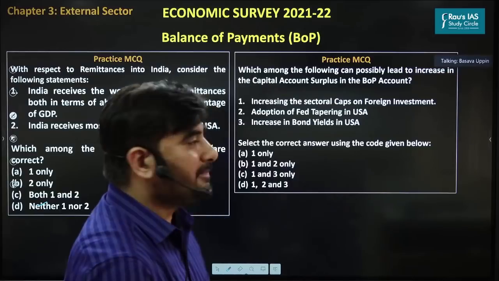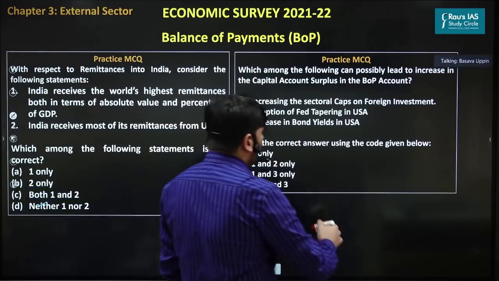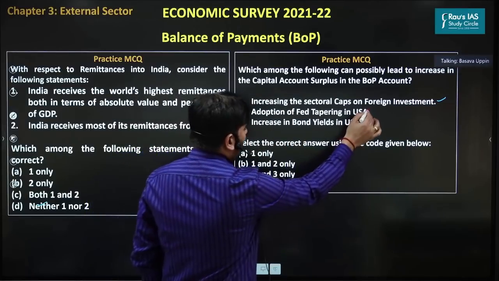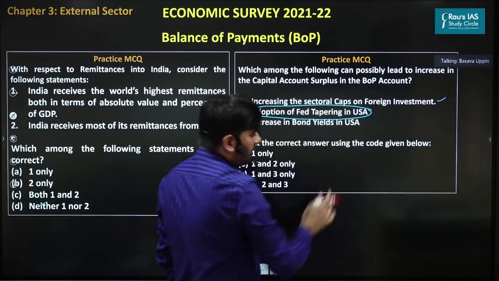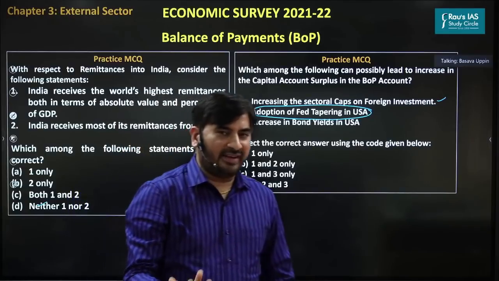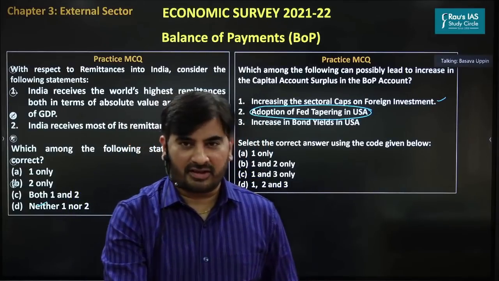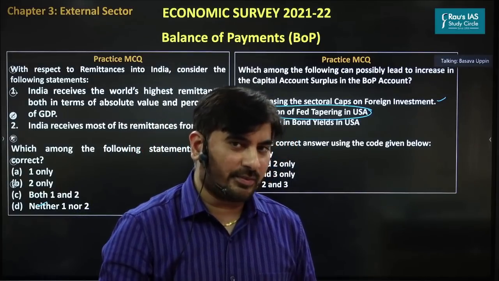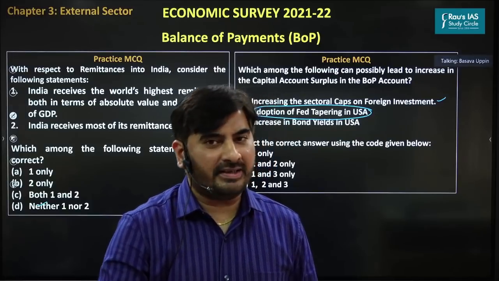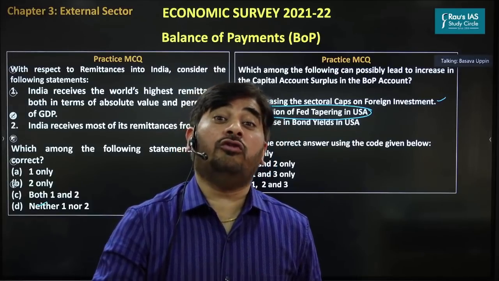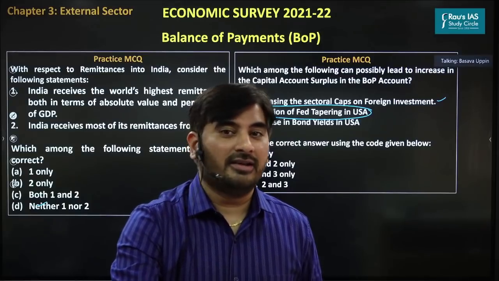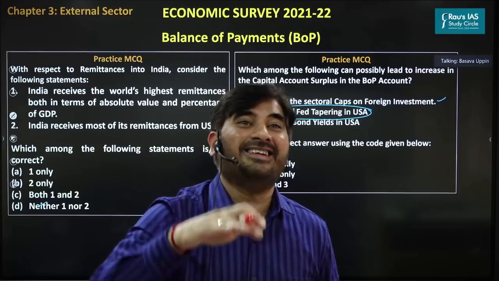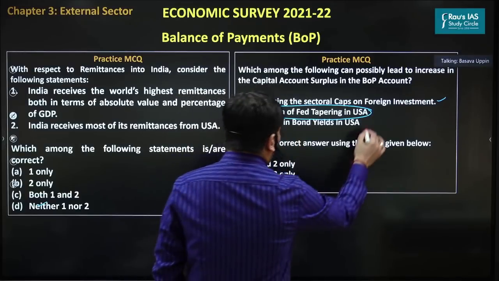So if you look at this one, increasing the sectoral caps on foreign investment, yes, that obviously will lead to capital account surplus. Second one is adoption of Fed tapering in US. Some of you, if you're not aware of Fed tapering, don't worry. That's part of the discussion in this particular class itself. But what you are required to understand right now is whenever the US Fed Bank adopts Fed tapering, this leads to huge outflow of dollars from the Indian economy. So capital account will not become surplus. Rather, the capital account surplus will come down. So the statement here is wrong.